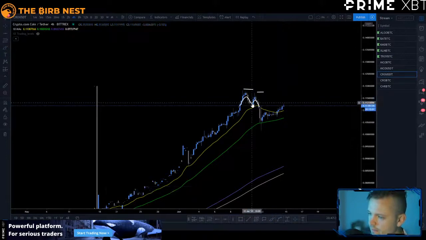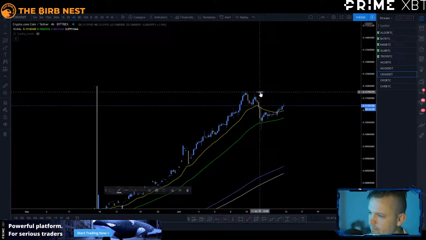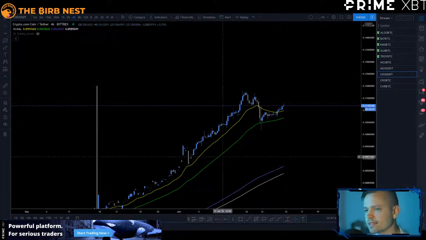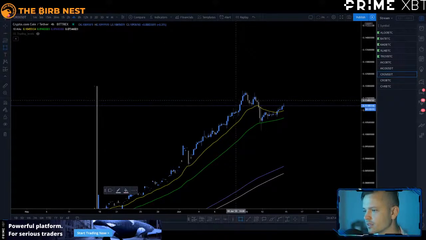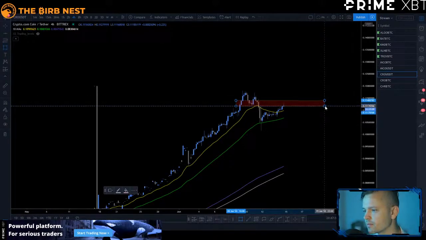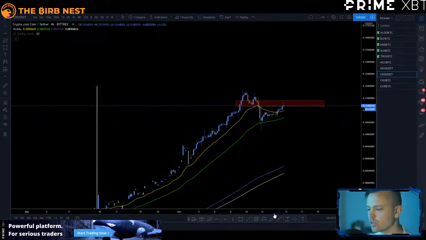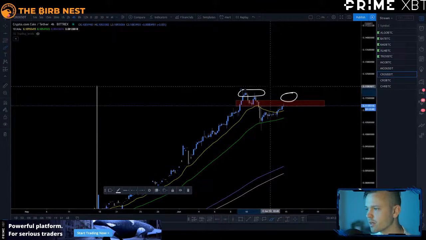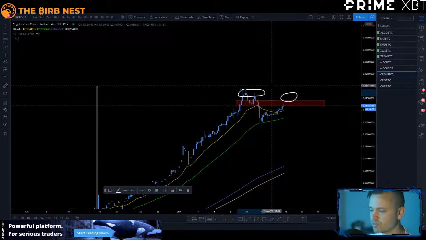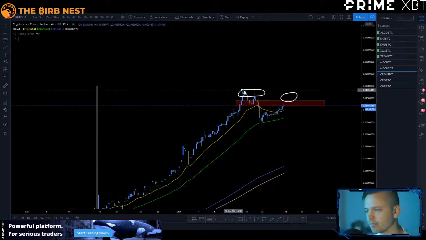So this is not looking very good unless we can reclaim, I would say, this area. So a 4-hour open and close above here, and to be safe, you need to get a 4-hour open and close above, let's say, just 0.12, right?